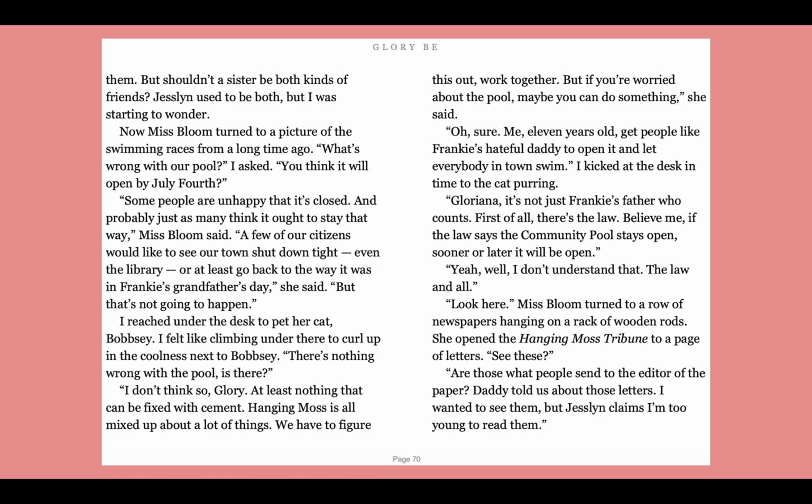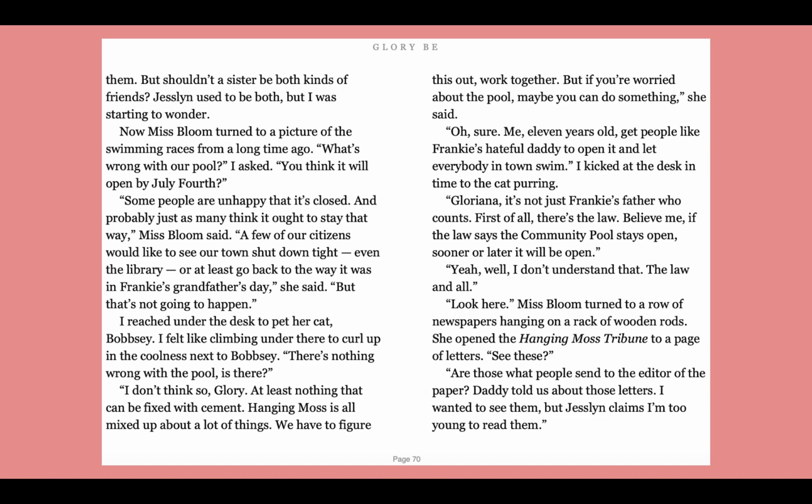Now Miss Bloom turned to a picture of the swimming races from a long time ago. "What's wrong with our pool?" I asked. "You think it will be open by July 4th?" "Some people are unhappy that it's closed, and probably just as many think it ought to stay that way," Miss Bloom said. "A few of our citizens would like to see our town shut down tight, even the library, or at least go back to the way it was in Frankie's grandfather's day. But that's not going to happen." I reached under the desk to pet her cat, Bobsy. I felt like climbing under there to curl up in the coolness next to Bobsy.